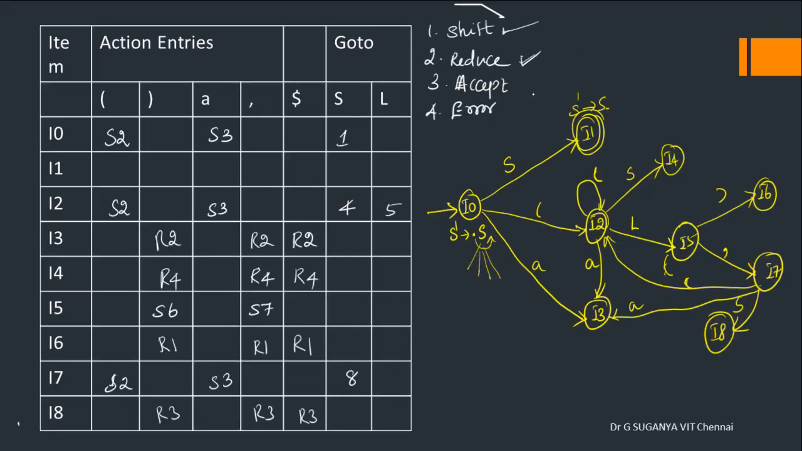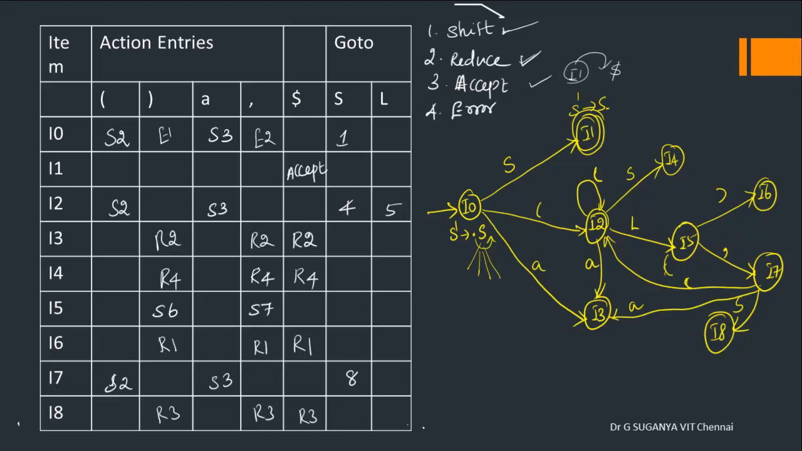Moving on to the third one, accept. We already have seen that I1 is the accepting state. What's expected next is the delimiter, which is dollar. So for I1, dollar, you have to add accept. And in all other places it's all error. If you want, you can write it as E1, E2 and so on till this point. So that's how the entries have to be filled.